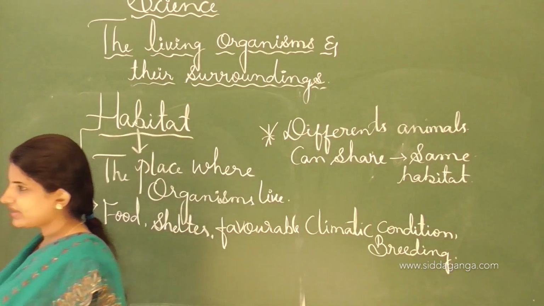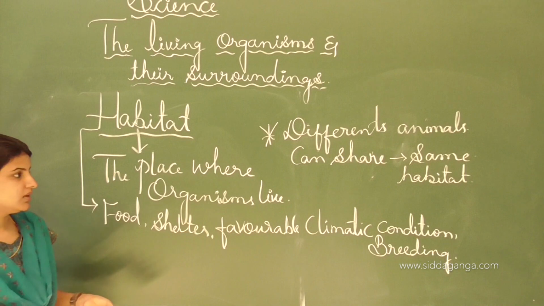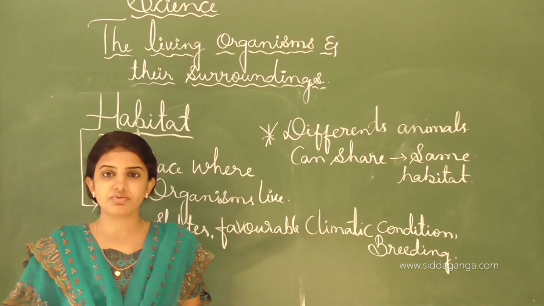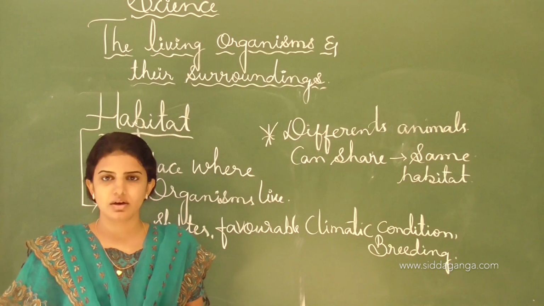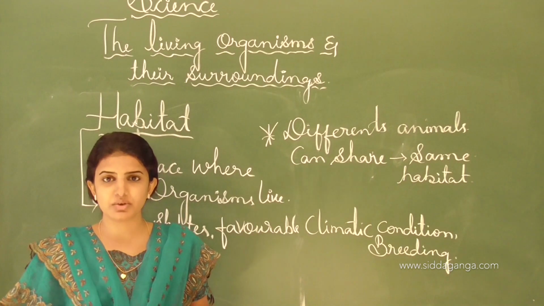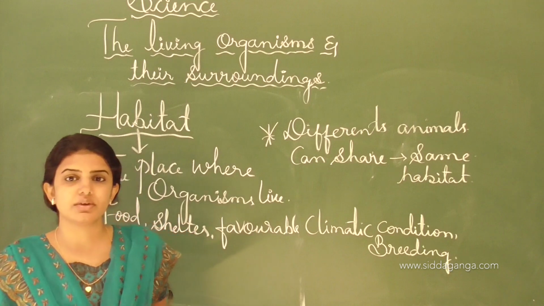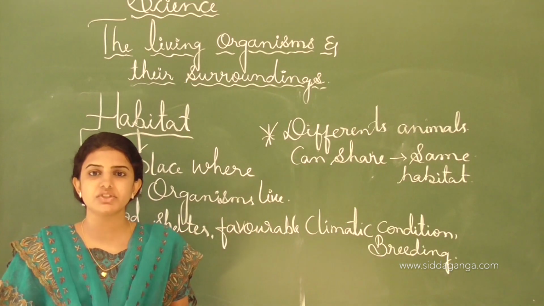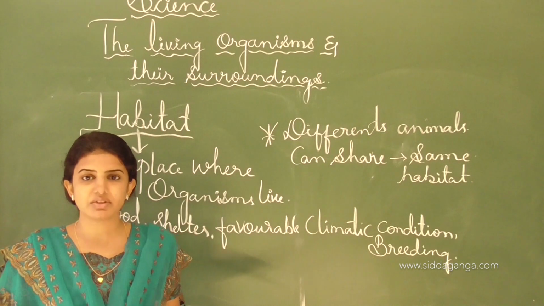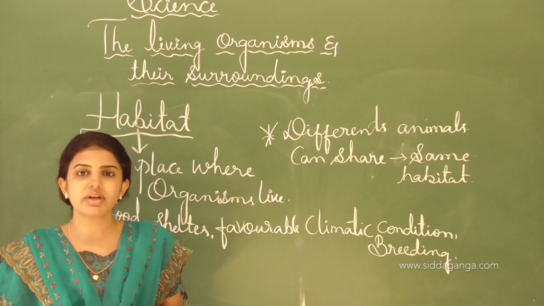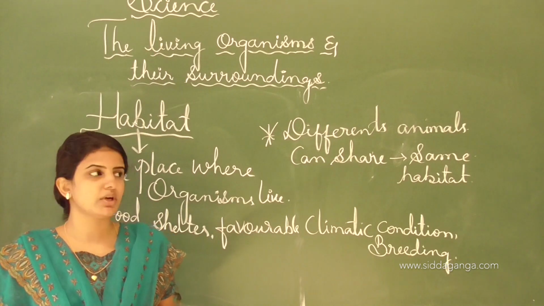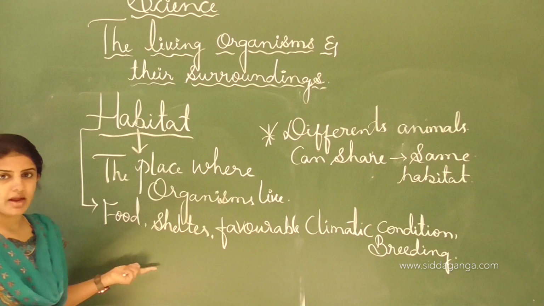See, different animals can share the same habitat, like all fishes, different varieties of fishes which are present in the water and live in the water, and like the different types of animals or plants which are present on land, they survive on land only, and like that different habitats will be there. In the next class we will learn about the different types of habitat.